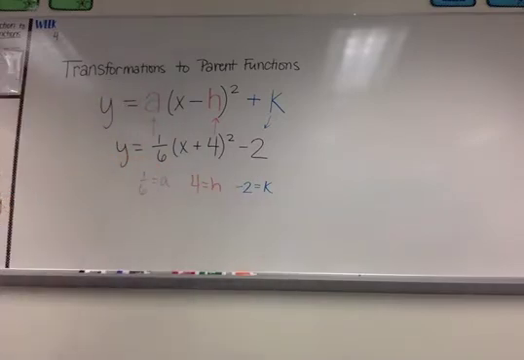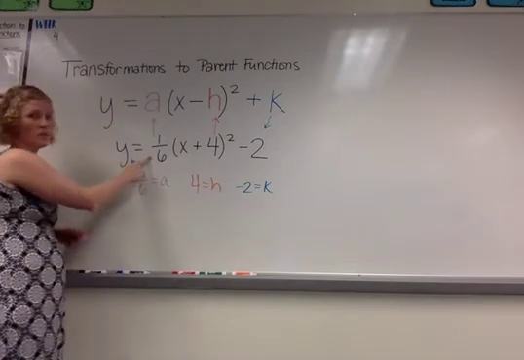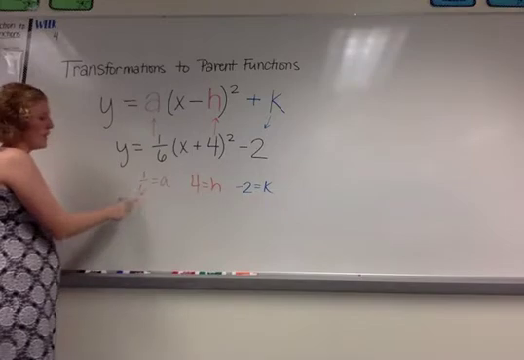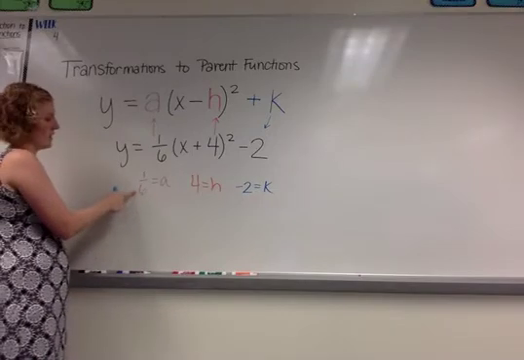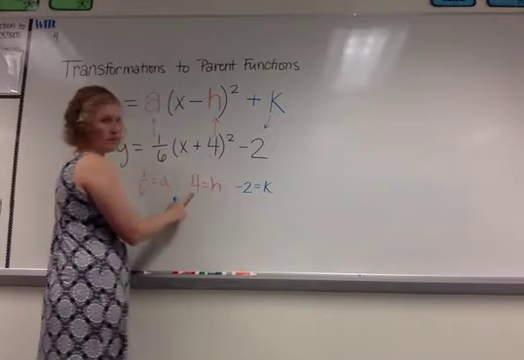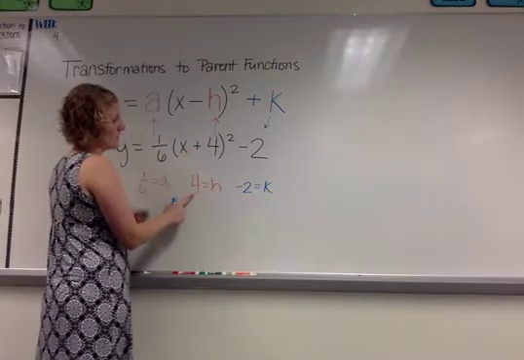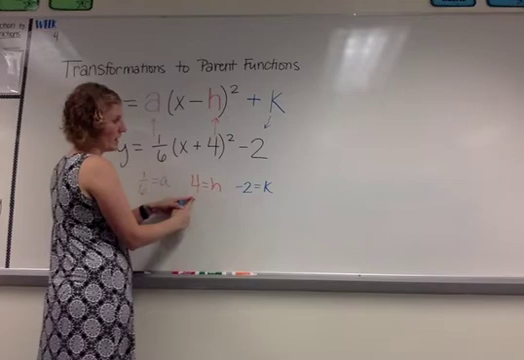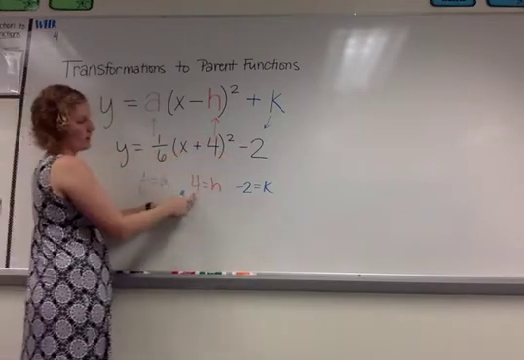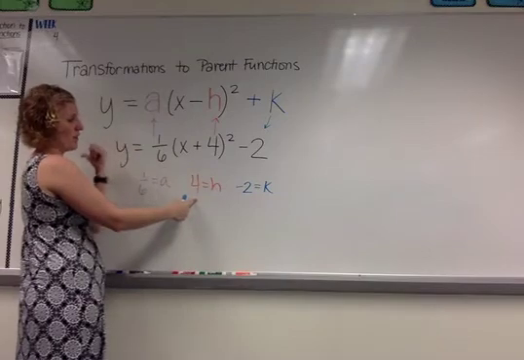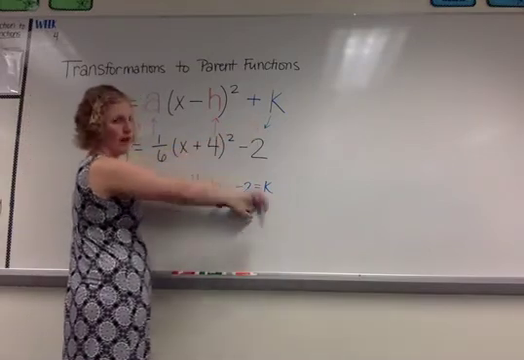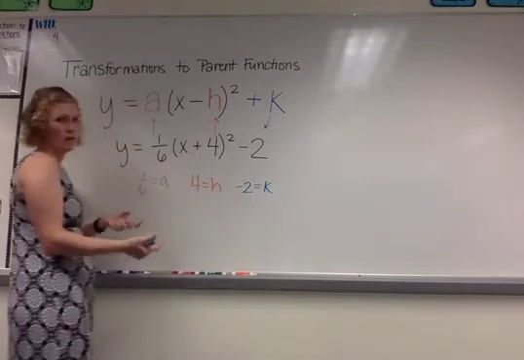So if you look at that, 1/6 is smaller than 1, so you know that it's going to compress, and we say it compresses by a factor of 6 because the 6 is on bottom. The 4 is positive, so that's going to move it to the left. So normally you would think positive goes right, but it's actually the opposite, so it moves to the left. And then -2 makes it move down 2.